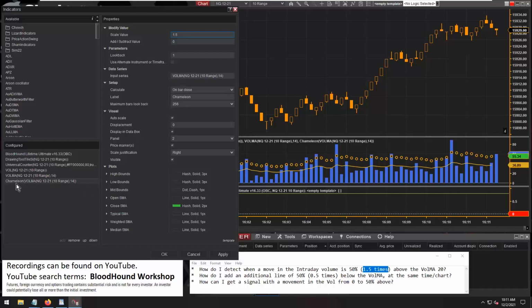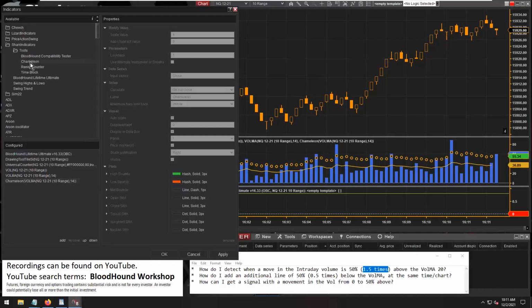So what we're going to do is add another Chameleon here so that we can get half of the volume MA. We're going to go to the Shark folder and go to Tools, and there is Chameleon.